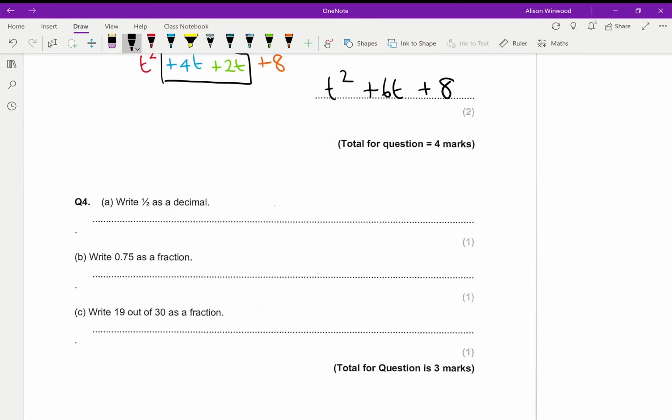Half as a decimal I should just know is 0.5, 0.75 as a fraction I should know is 3/4, and 19 out of 30 as a fraction.